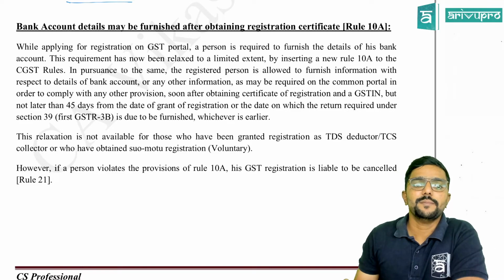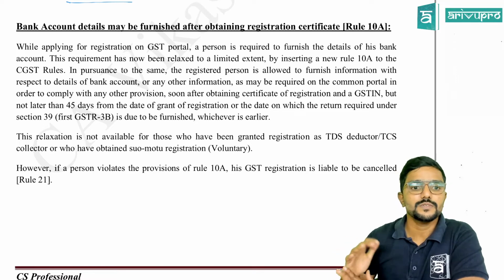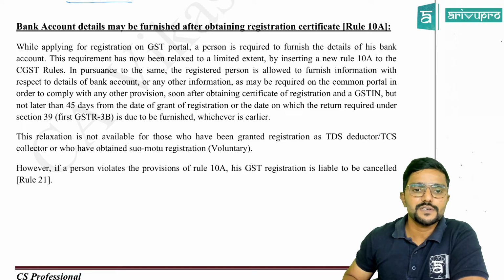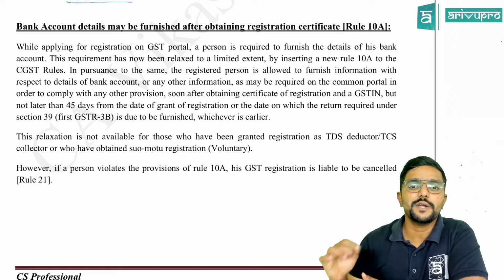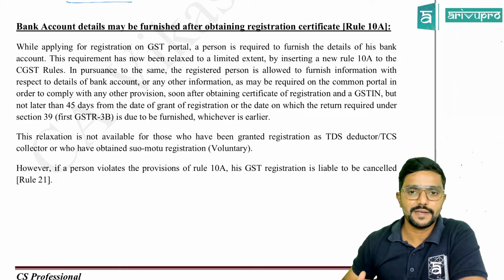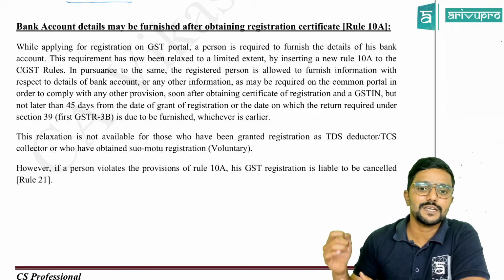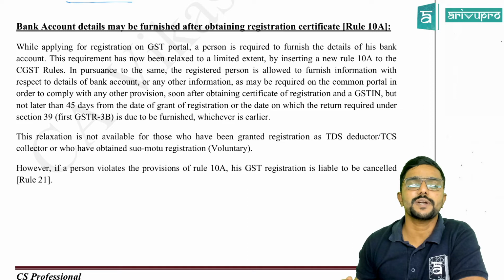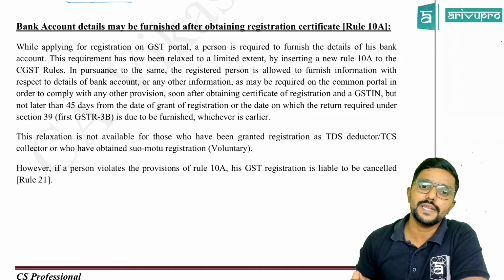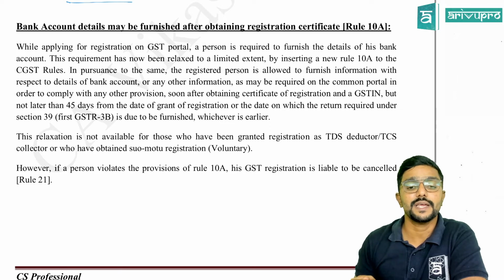Bank account details may be furnished after obtaining registration certificate as per Rule 10A. While applying for registration on the GST portal, a person is required to furnish the details of his bank account. This requirement has now been relaxed to a limited extent by inserting a new Rule 10A to the CGST rules. In pursuance of the same, the registered person is allowed to furnish information with respect to details of bank account or any other information as may be required on the common portal in order to comply with any other provision soon after obtaining certificate of registration.